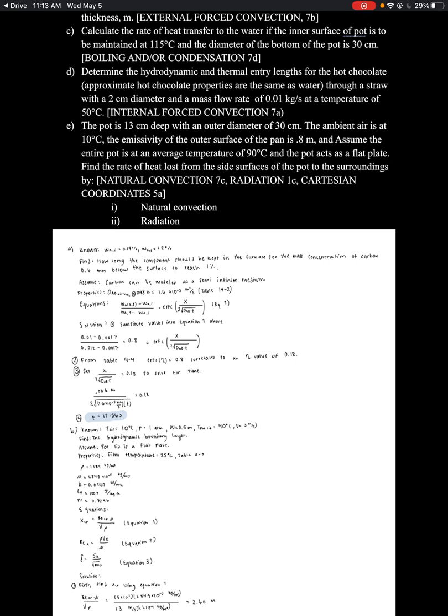The learning objectives here are transient mass transfer. So the assumptions, properties, and equations are listed, and the time was 17.36 seconds.